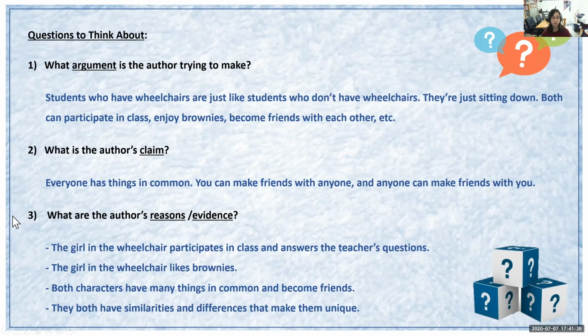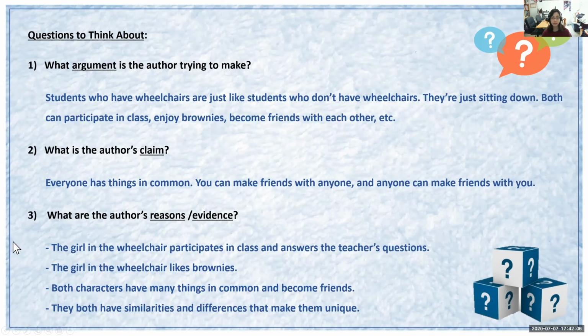Okay, what about the author's reasons and evidence? Well, I have 4 of them that the book provided. You may have more, you may have less, as long as you have some of these. So the first reason was the girl in the wheelchair participates in class and answers the teacher's questions. The second one is the girl in the wheelchair likes brownies, just like the boy in the story also likes brownies. Both characters have many things in common and become friends, and they both have similarities and differences that make them unique. All right, so if you had something similar to this, then that is awesome.